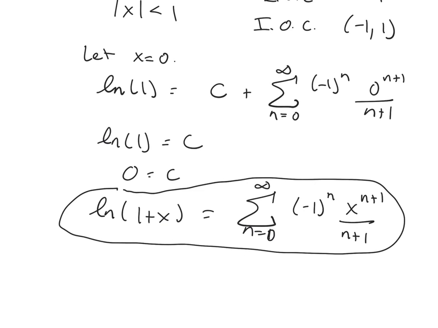And we found the radius of convergence earlier. So if you integrate, there is this extra step where you have to solve for the constant. In this case, C happened to be 0, but that doesn't have to work out every time.